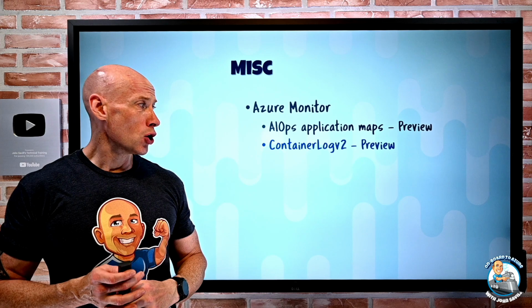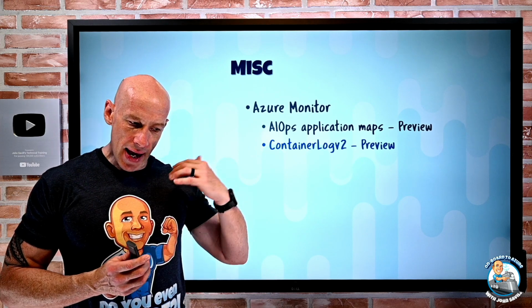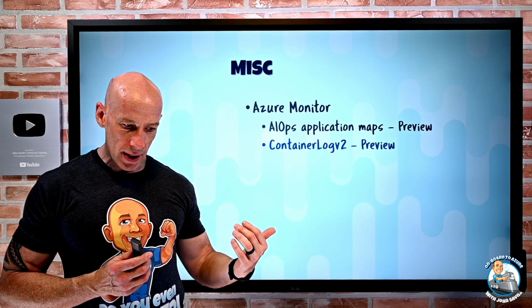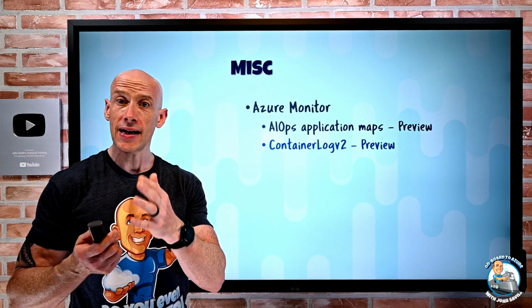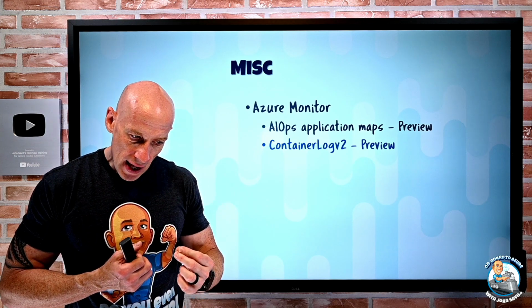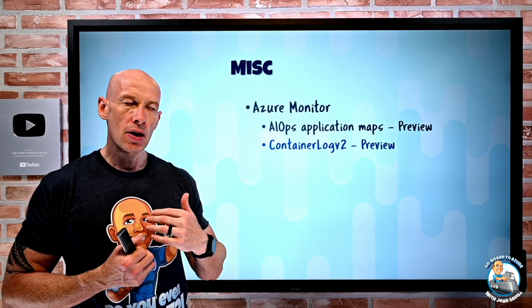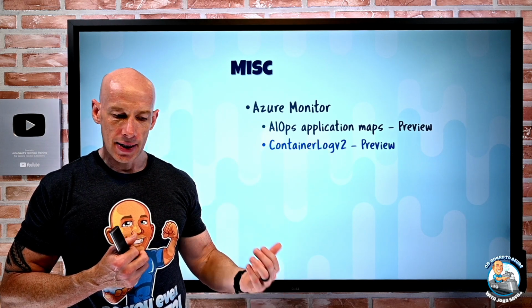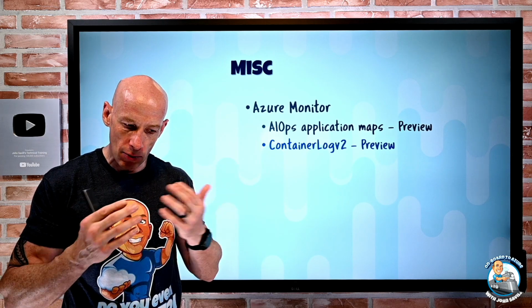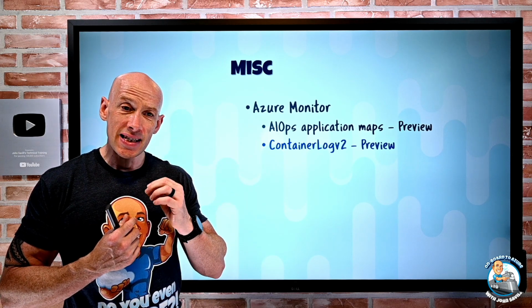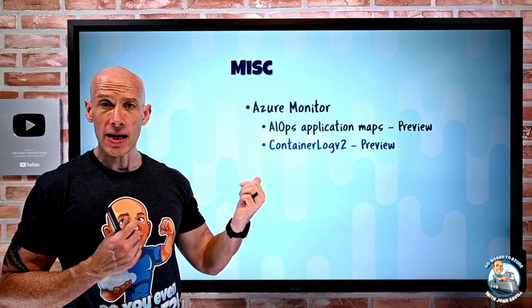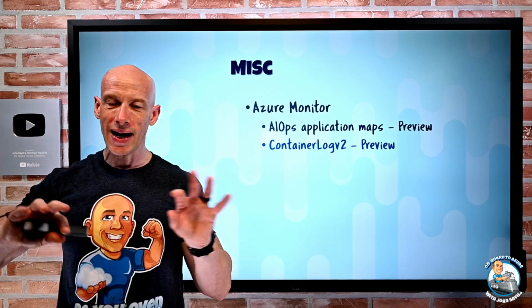Container Log v2 is in preview. So my AKS, my Arc-enabled Kubernetes can have container insights. As part of that, what this is going to do is give me a streamlined querying experience. It's going to reduce the log size. There's some cost savings there. Basically, all of the data is now in a single table. So it removes all those painful joins I had to do in the past.